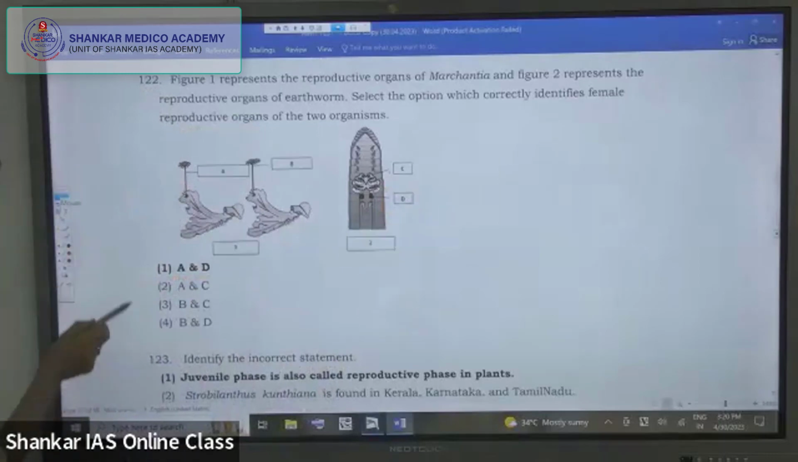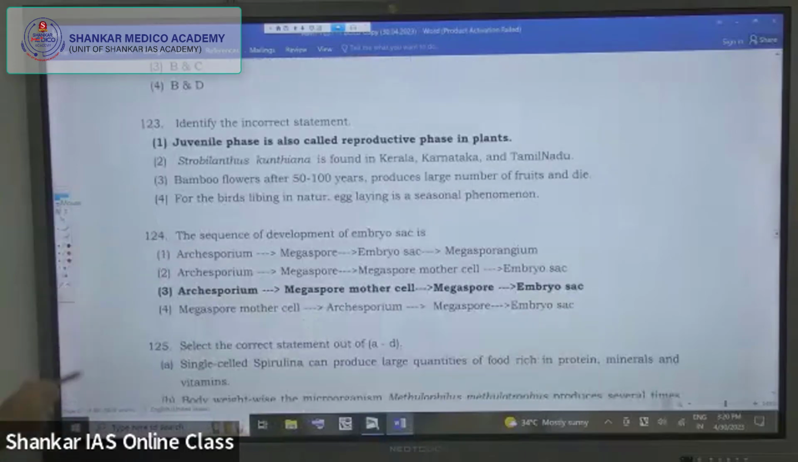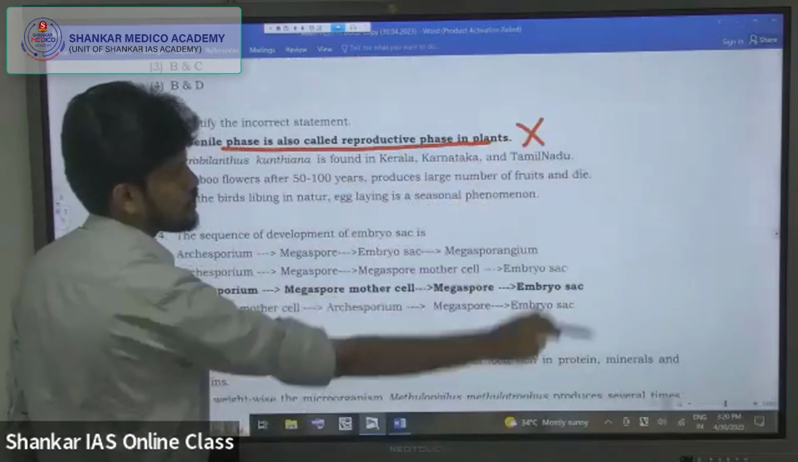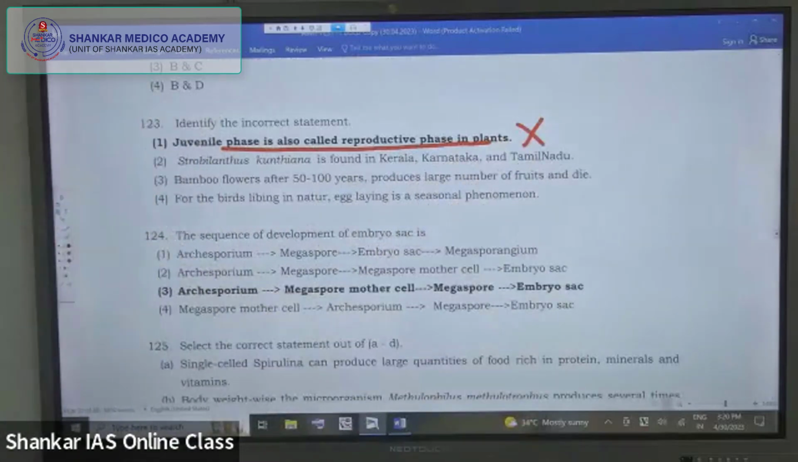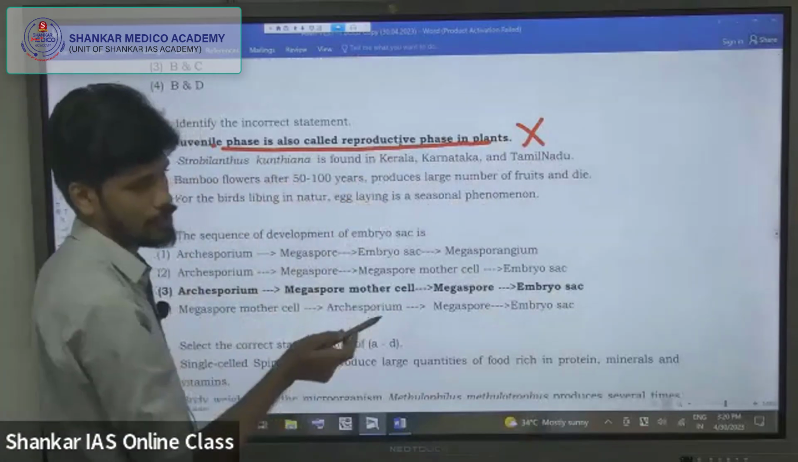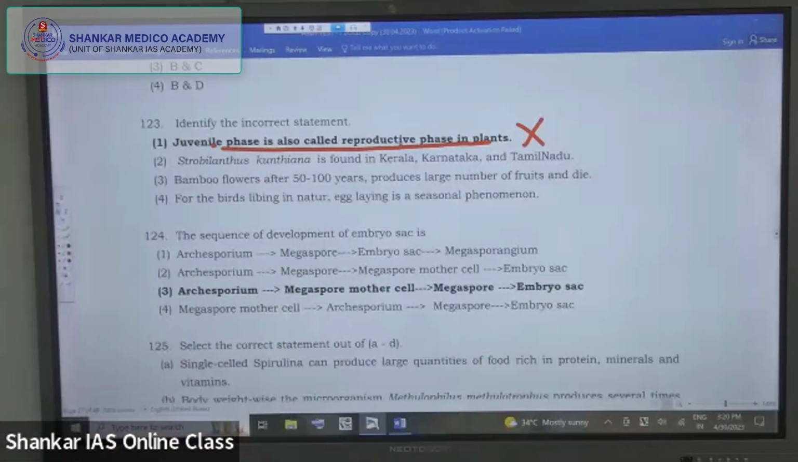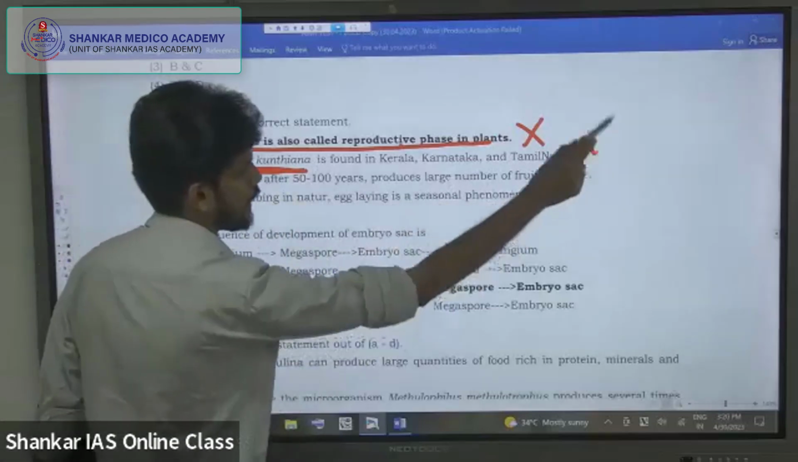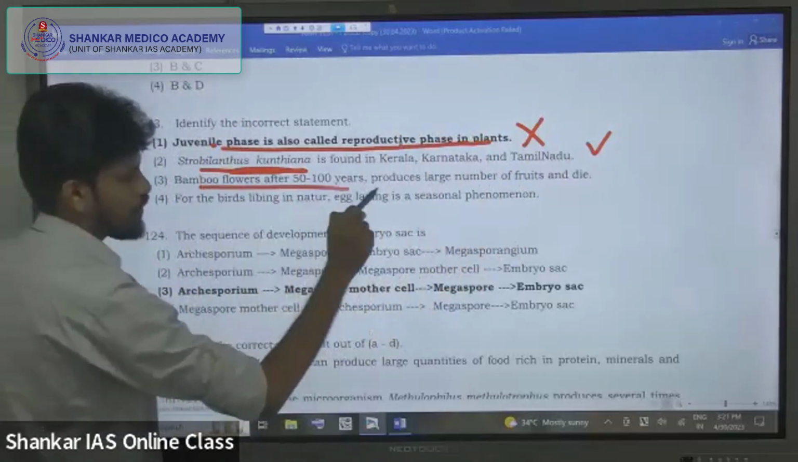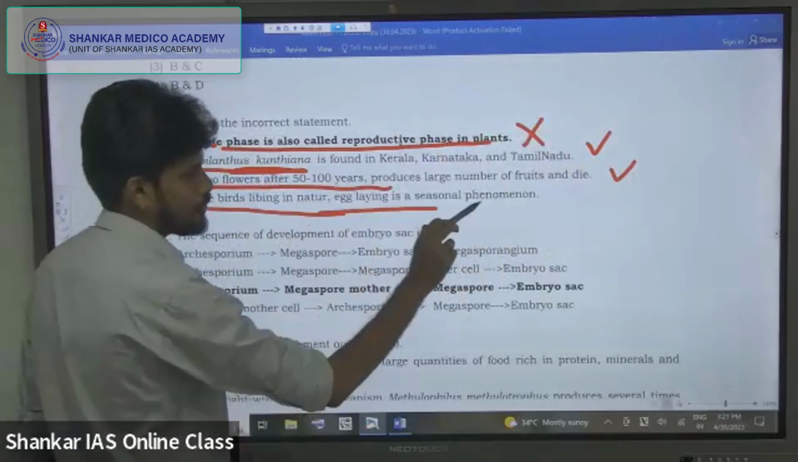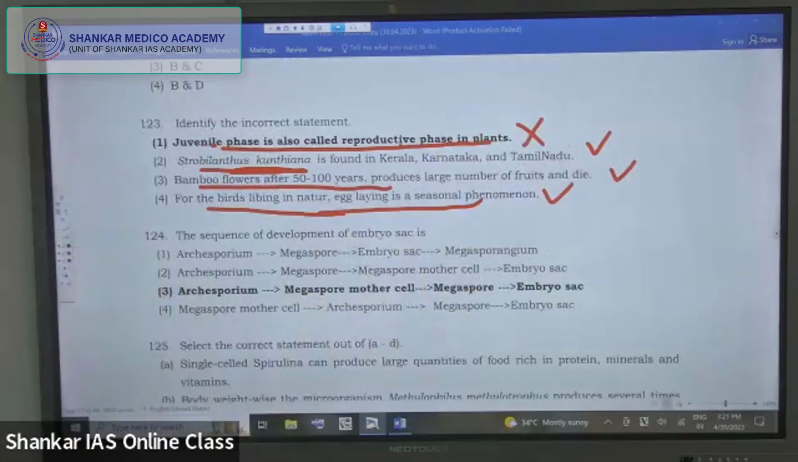Then identify the incorrect statement. Here, juvenile phase is also called the reproductive phase in plants. This is not correct. Juvenile phase is different, reproductive phase is different. In plants, we call it the vegetative phase. The remaining ones: Neelakurinji is found in Kerala, Karnataka, Tamil Nadu, which is correct. Bamboo flowers are produced after 50 to 100 years. That is also correct. Birds' egg laying is a seasonal phenomenon. That is also correct.